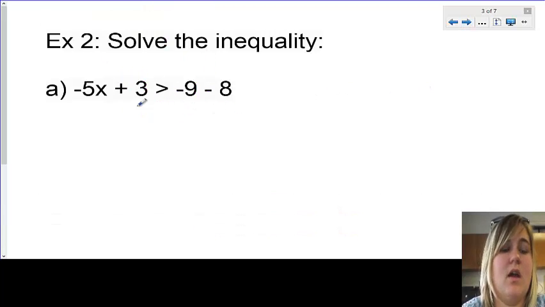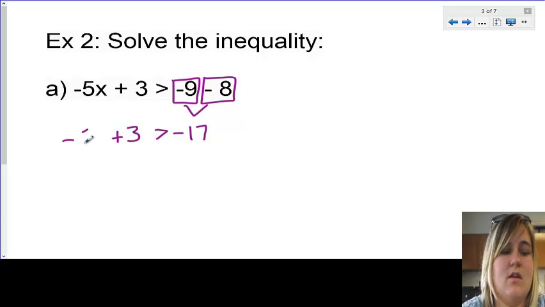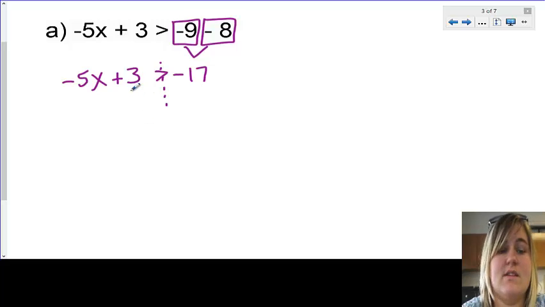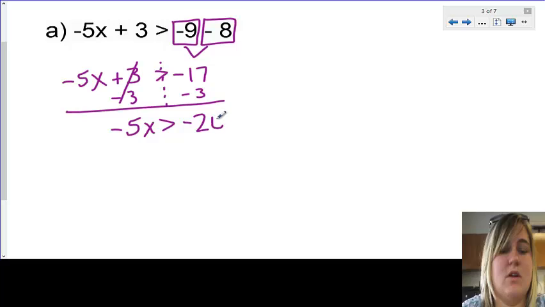Solve this one. Before I do anything, I need to make sure that I've combined like terms. So whenever I put those together, I get a negative 17, and I'm just going to bring everything else straight down. Okay, so now I want to get x by itself. I'm going to move the thing that's farthest from it, but on the same side, which is the 3. So I'm going to subtract 3 on both sides, which leaves me with negative 5x is greater than negative 20.